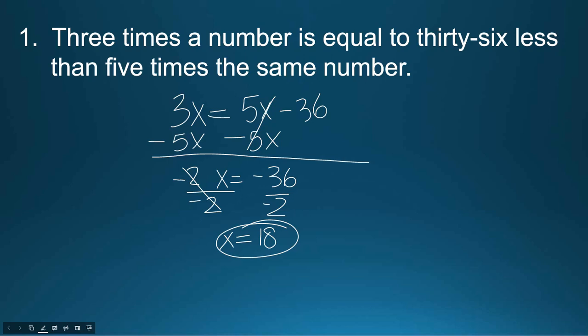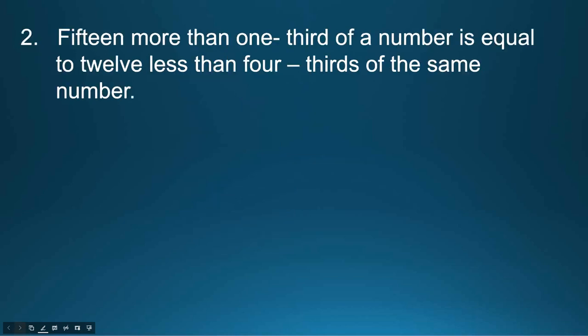Okay, let's take a look at another. 15 more than 1/3 of a number is equal to 12 less than 4/3 of the same number. 15 more implies adding the 15 to the 1/3. And 12 less implies subtracting the 12 from the 4/3.